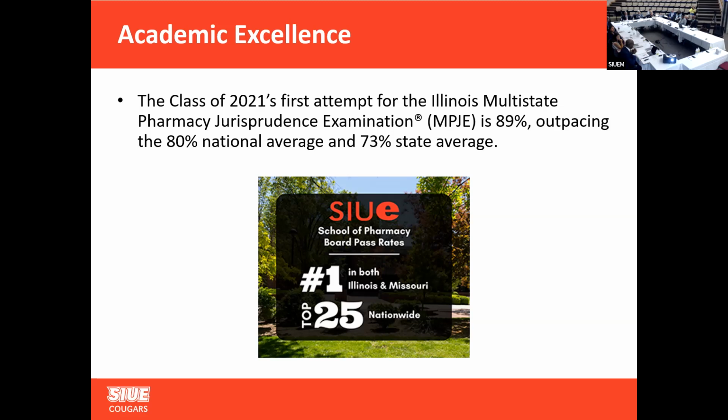In addition to that, the multi-state pharmacy jurisprudence examination, otherwise known as the MPJE, SIU students are passing that exam at 89%, outpacing the national average of 80% and the state average of 73%. So you just think about the pharmacy students that we're producing, #1 in the bi-state area and then top 25 in the country is really remarkable.